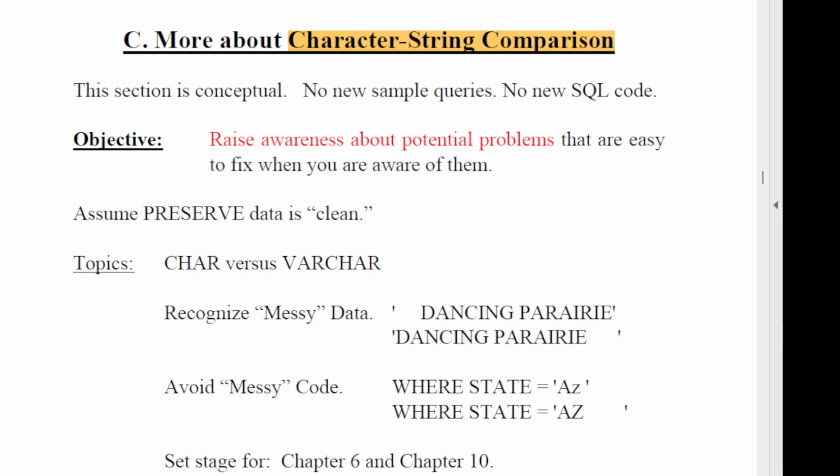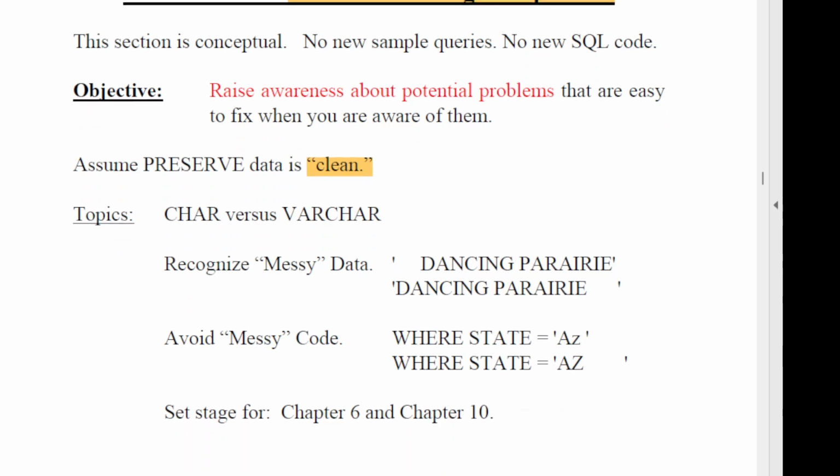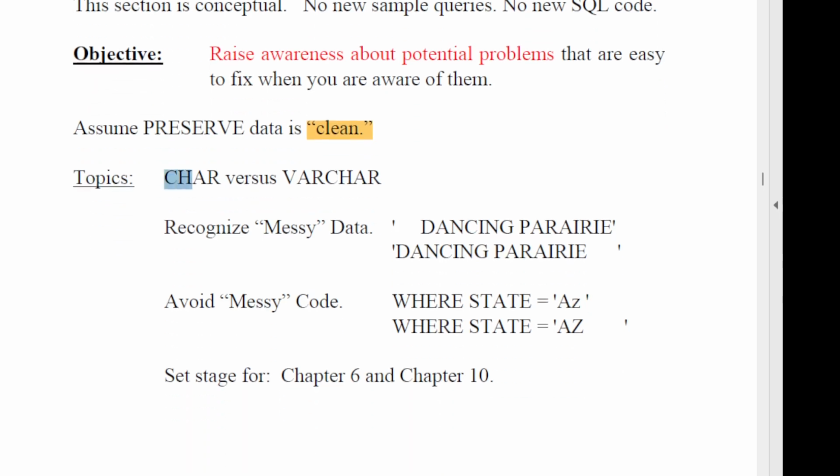So we're going to start off by assuming the preserved table is clean. In that sense, I mean that there are no leading or trailing blanks, no multiple blanks between two words, like Ramsey Canyon. We have Ramsey blank Canyon, not Ramsey blank blank blank Canyon. And again, there's no lowercase data in there. And in that context, I want to address some issues. First and foremost is about the difference between CHAR and VARCHAR.